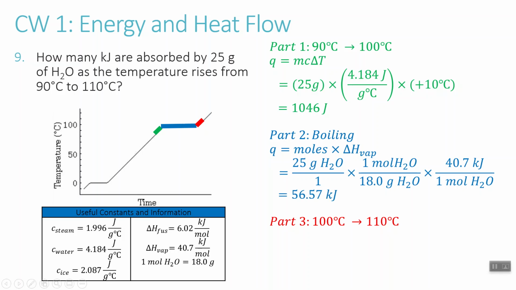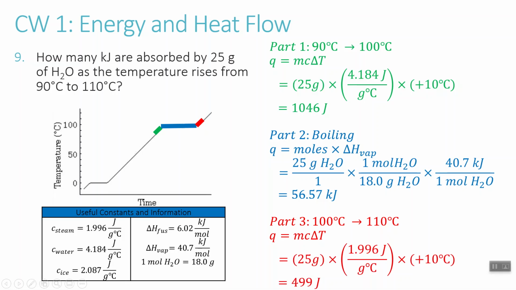Notice that in part 1, our units are joules. So before we combine these numbers, we're going to need to do a little bit of conversion there to make them the same units. Now in part 3, we have a delta T again. So we can use Q equals mc delta T. And we get 499 joules here. Notice that I use the specific heat for steam because the specific heat of water is different for steam versus liquid versus ice. So in part 1, because we were still in the liquid phase, I used the specific heat for liquid water.